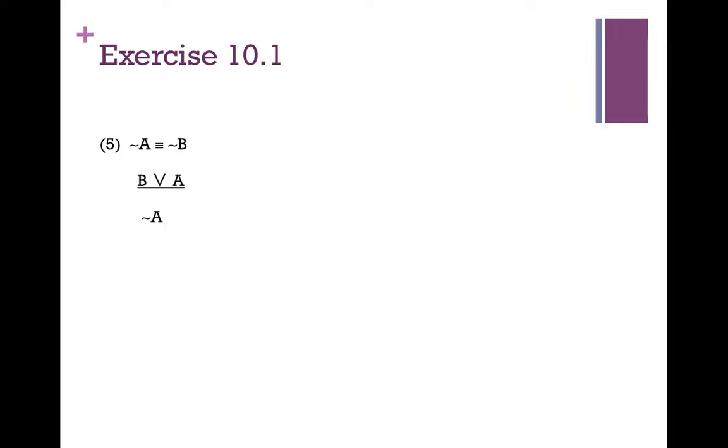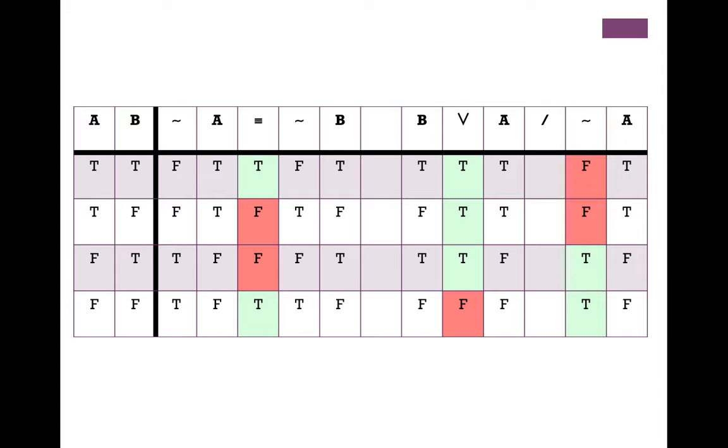I'm not going to go through all the steps, step 1, 2, and 3, like I did when I was explaining how we do this. I'm just going to skip to the completed truth table. Hopefully you know from having done some of these at this point that you put the premises and conclusion all on a single line, and then you complete the truth table just like you always do.